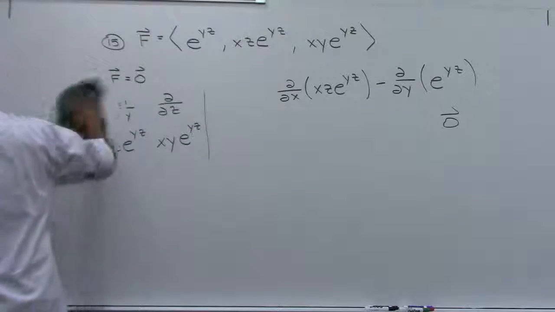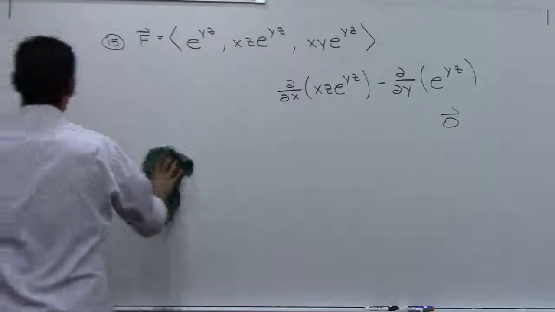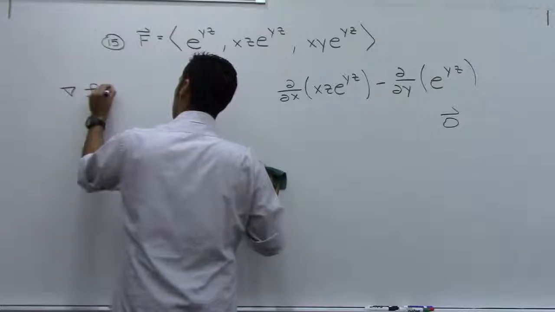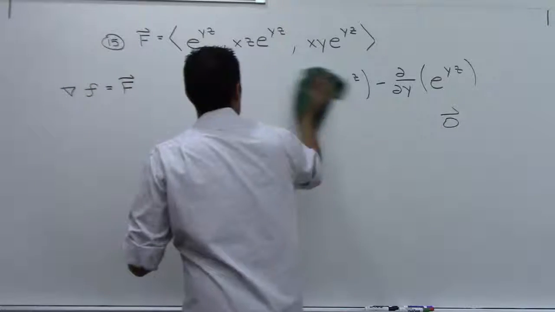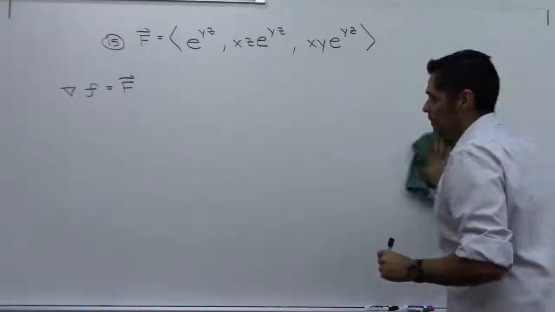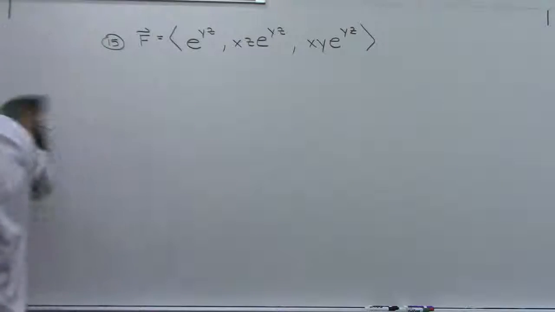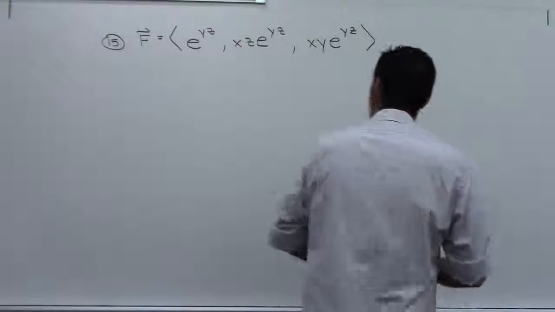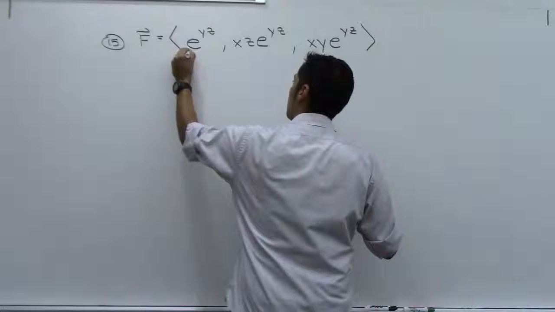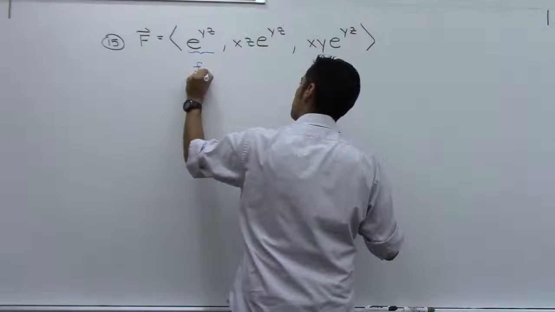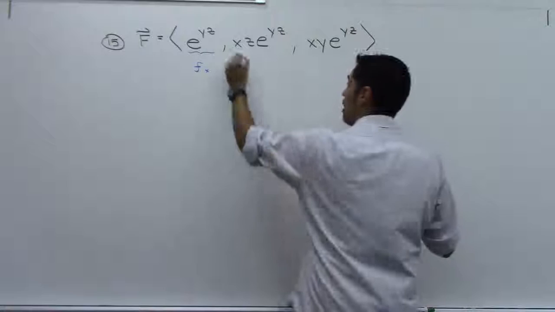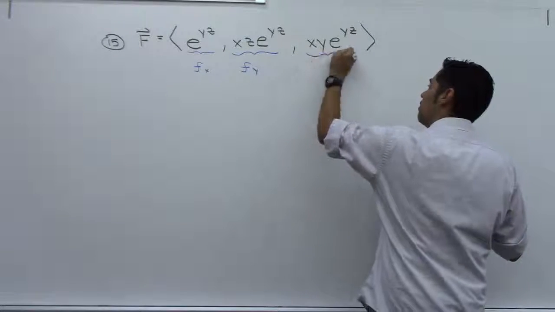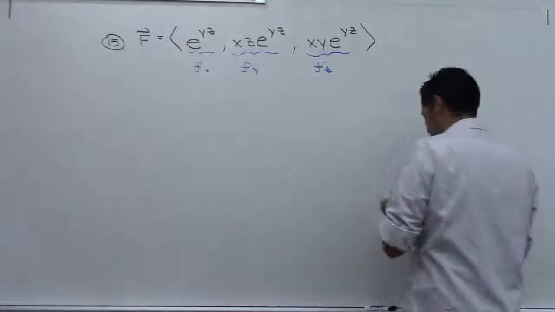Now that we know it's conservative, they want us to find the little f such that the gradient of little f is equal to this capital F. So this is where I'm going to use partial integration. So here's what I know. Since this is the gradient, since this is conservative, I know that this part right here is the partial with respect to x of the scalar function f. This is the partial with respect to y of the scalar function f. And this is the partial with respect to z of the scalar function f.